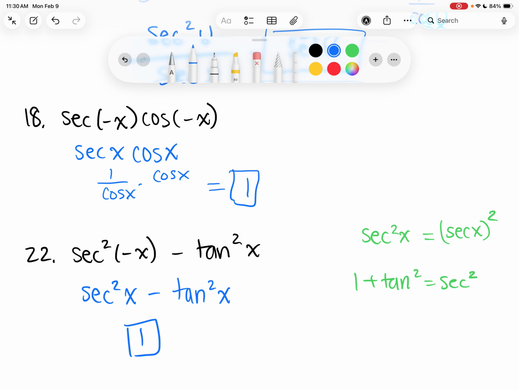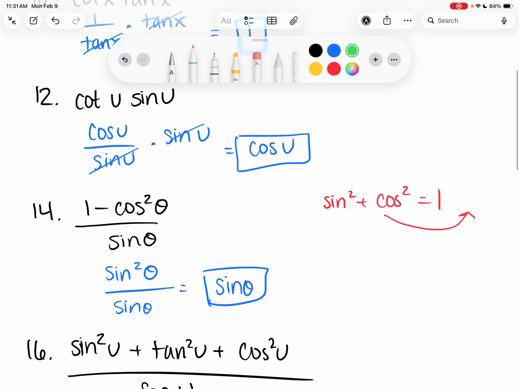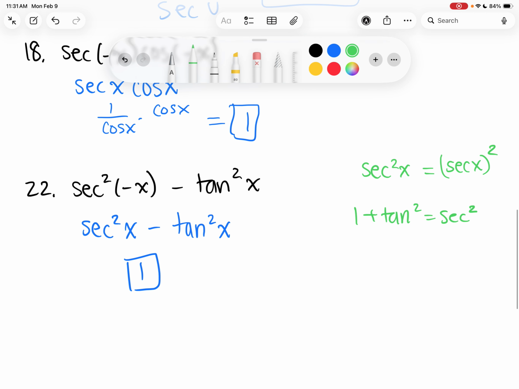Can you do that again, but slower? From where? From whatever you did with the 1 plus tangent squared. Yep, so same thing that I did up here with the sine and cosine one. Makes sense. So I just subtracted tangent. So 1 is equal to secant squared, minus tangent squared.